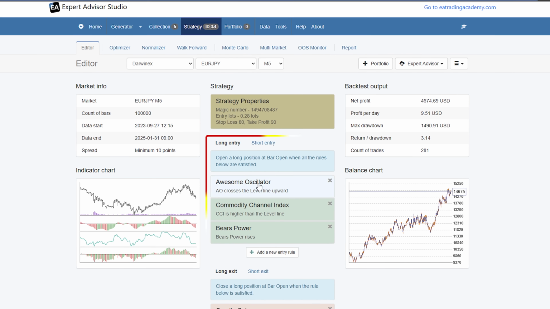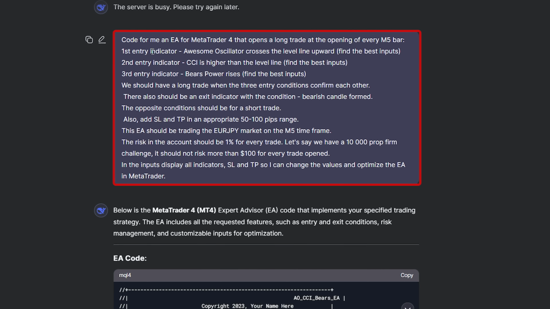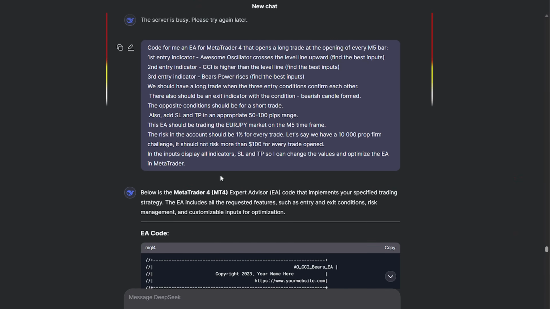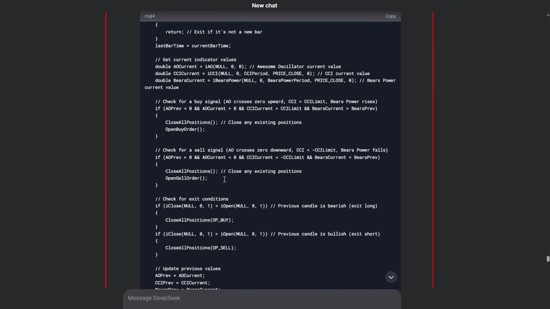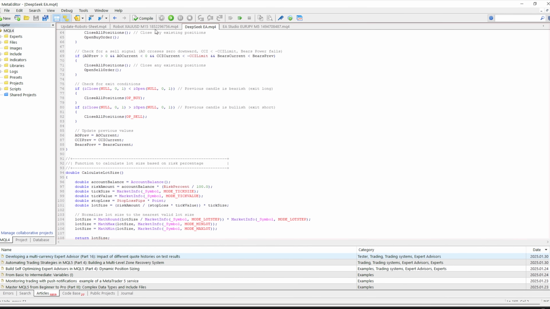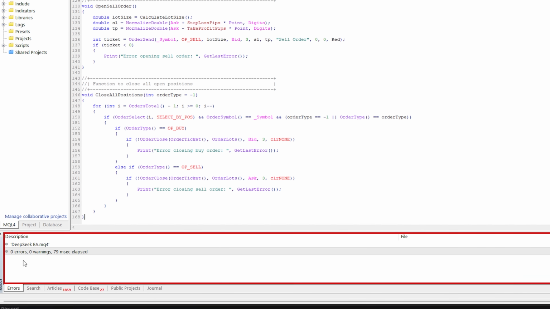I clearly saw what the entry indicators, the exit indicator, the stop loss and the take profit are, and I've written a very detailed prompt describing the strategy behind the expert advisor. And this way I really wanted to know if DeepSeek is capable of coding this expert advisor. And guess what happened? It gave me the code with everything needed inside, and I pasted the code in MetaEditor and I compiled it without errors and warnings.